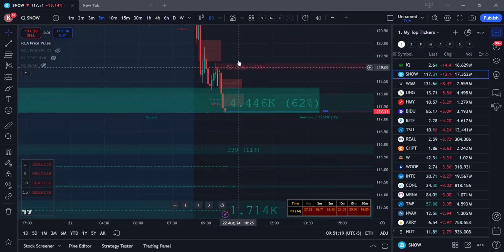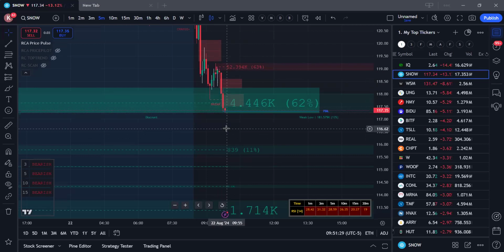So here there is a 52,000 sell order block. So even though there is a 4,000 buy order block, there is a high chance of this breaking the support.